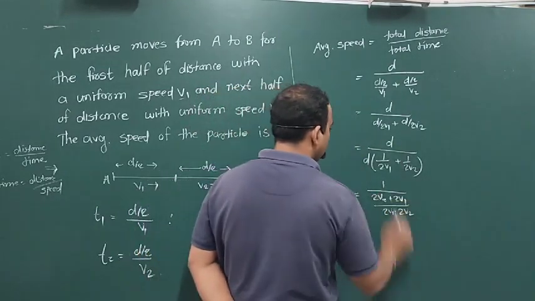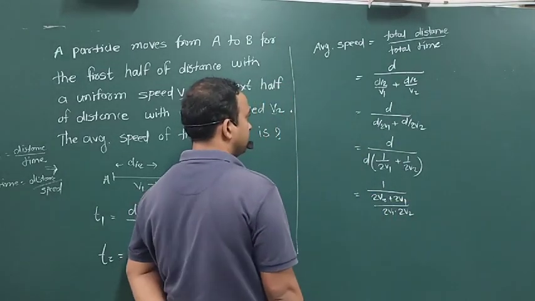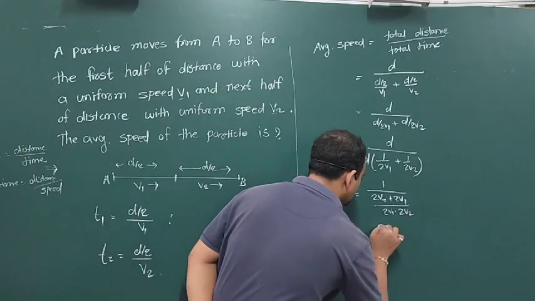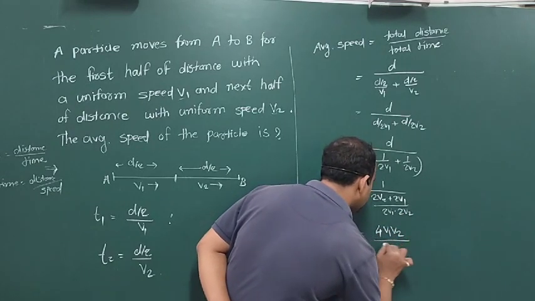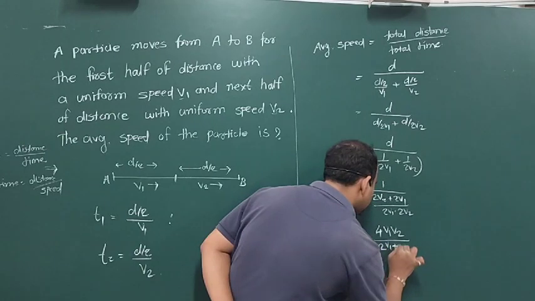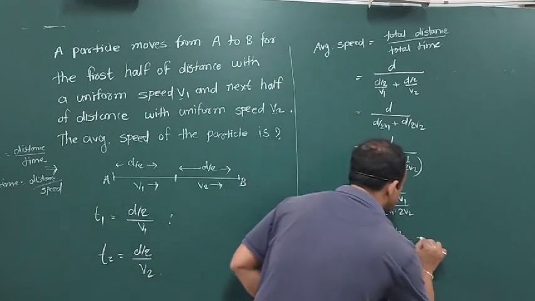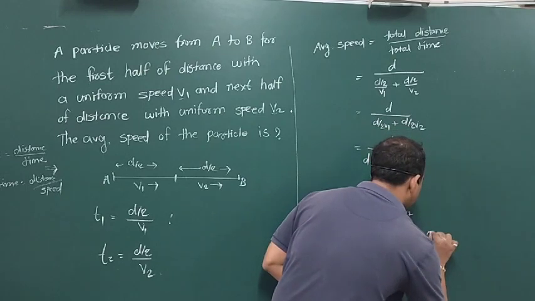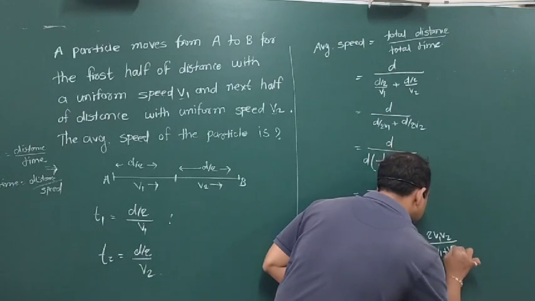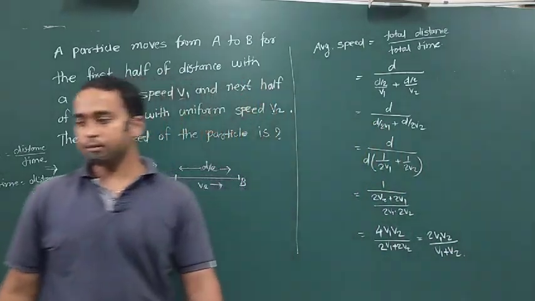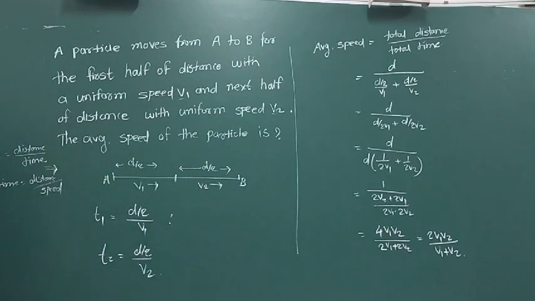Okay. So this is going to the upper side. So we get 4 v1 v2 upon 2 v1 plus 2 v2. So 2 gets common, and we get 2 and 2 to the 4. So 2 v1 v2 upon v1 plus v2. Okay, this is the average speed of that particle that moves from A to B. Okay. Understood?